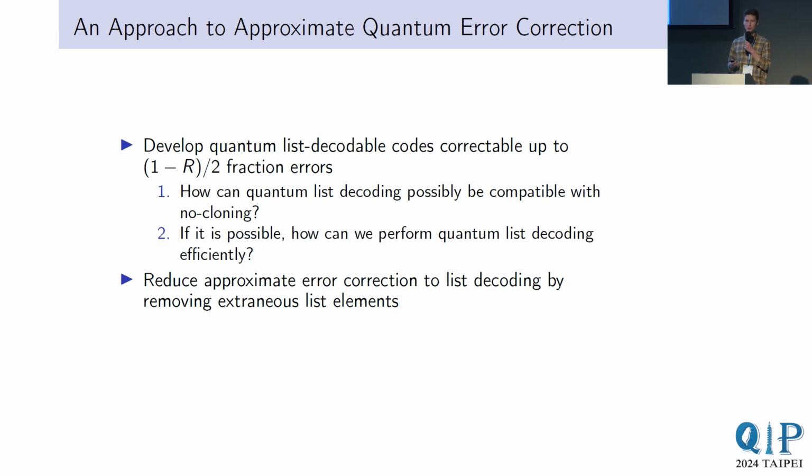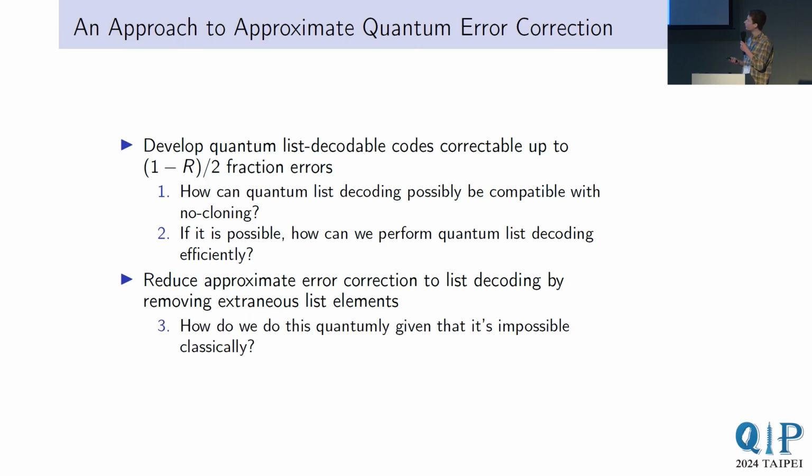Now, even if we could somehow get around this challenge and define quantum list decoding, we still need to be able to do it efficiently. And finally, if we have all of that, if we have some form of efficient quantum list decodable codes, then we still need to be able to reduce approximate error correction to list decoding. I just explained, hopefully convincingly, why this is impossible classically, whereas we need to find a way to do it quantumly.